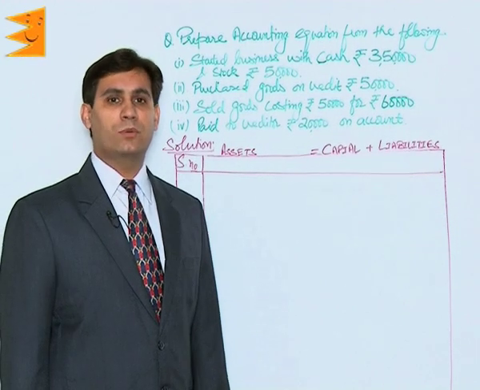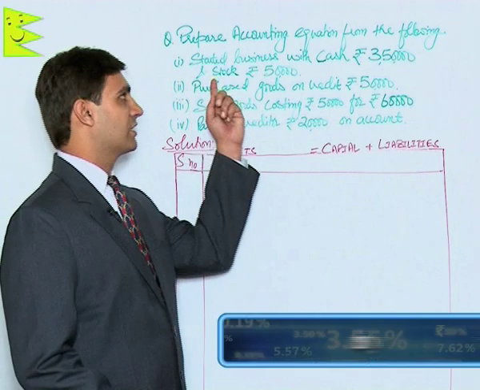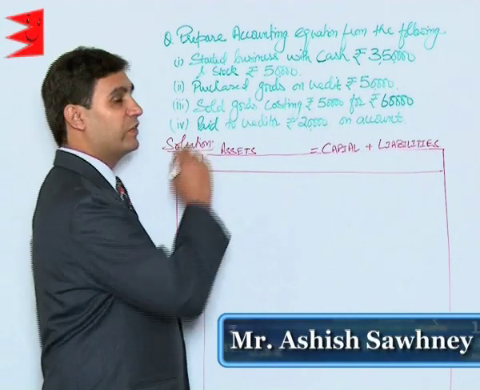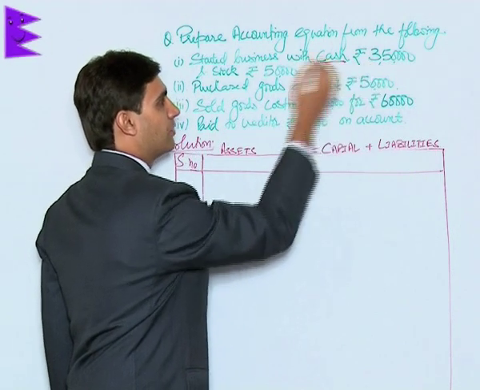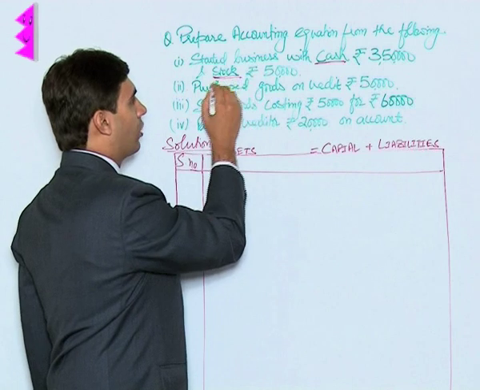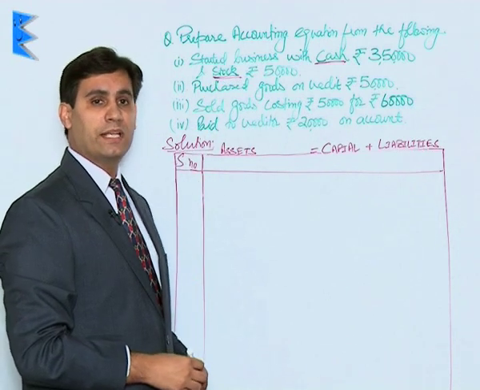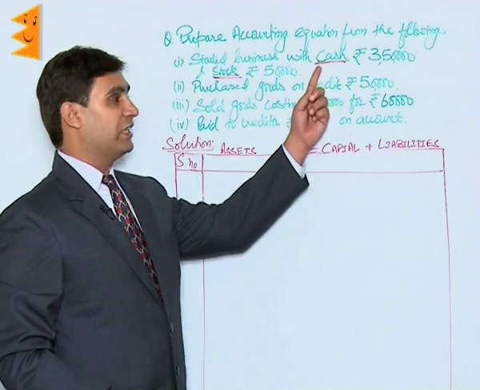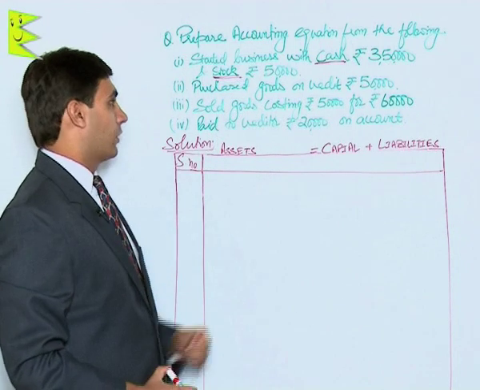Let us prepare the accounting equation for the following transactions. The first transaction is: started business with cash 3,50,000 and stock 50,000. Now students, here the owner has brought in cash worth rupees 3,50,000 and stock worth rupees 50,000. That means he is bringing a total capital of rupees 4 lakh into the business, 3,50,000 in the form of cash and 50,000 in the form of stock.